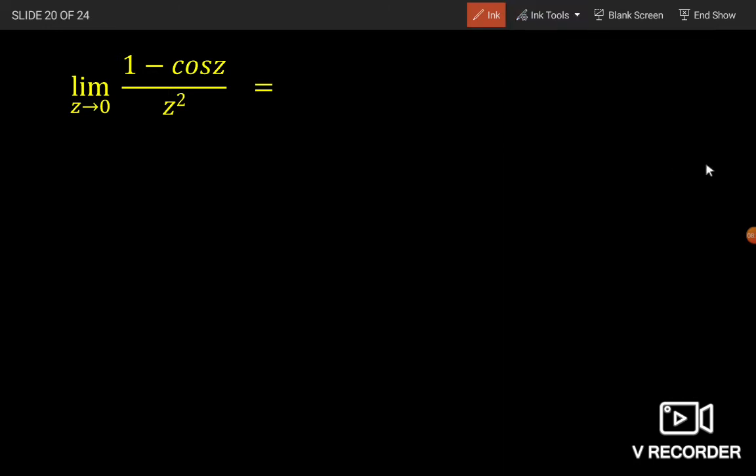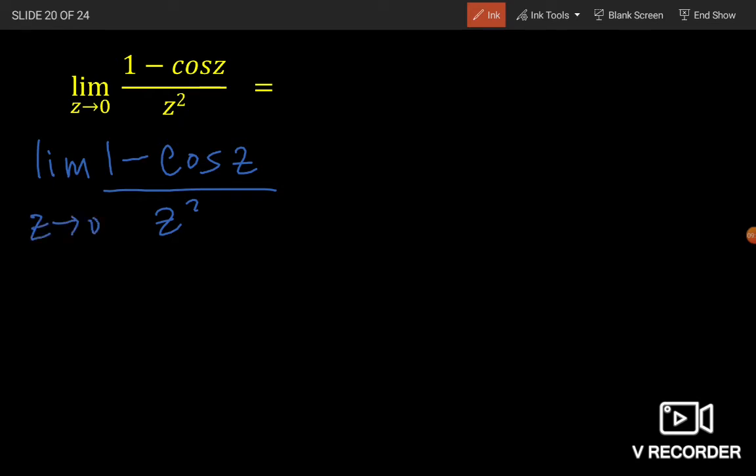So the limit of 1 minus cosine z over z squared, let me write it again. The limit of 1 minus cosine of z over z squared as z approaches 0. Let's try multiplying the numerator by its conjugate. So in this case, let's multiply this by 1 plus cosine of z.